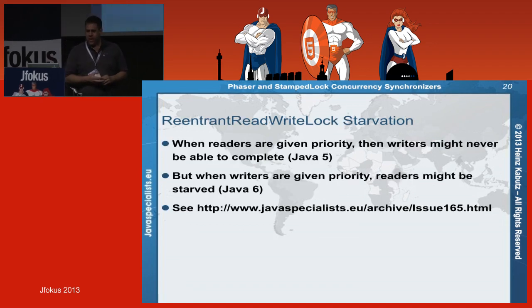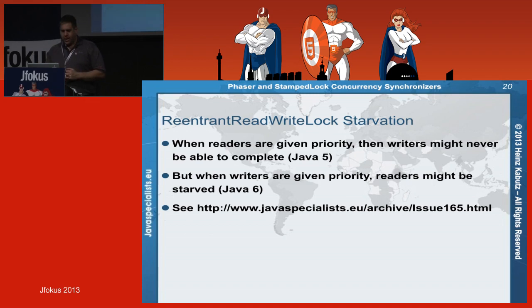Now, when they wrote ReentrantReadWriteLock, which is the implementation we had in the past, the only one we had in the past, they would give, in Java 5, read priority, which meant that if you've got a reader and a writer waiting, the reader would always get in first. And I'll demonstrate how this can have an effect.